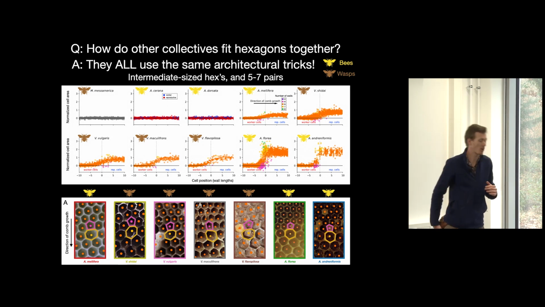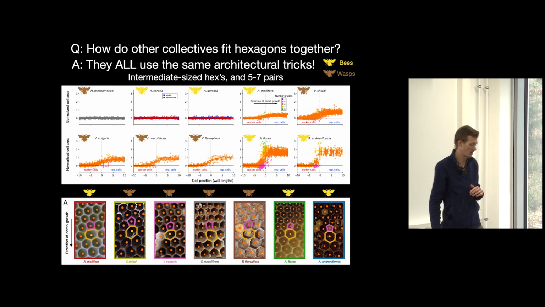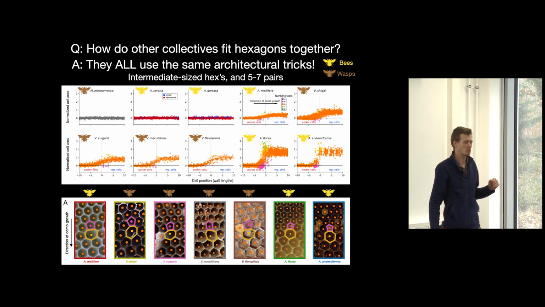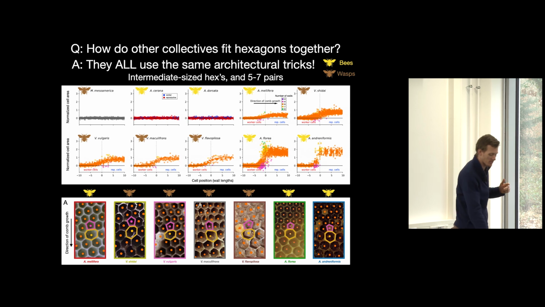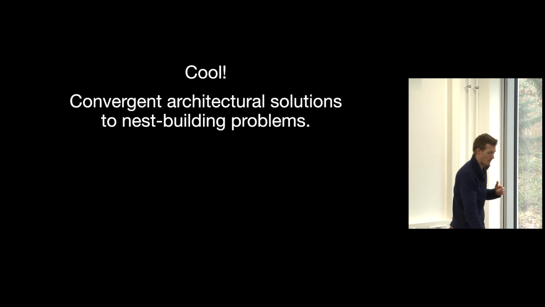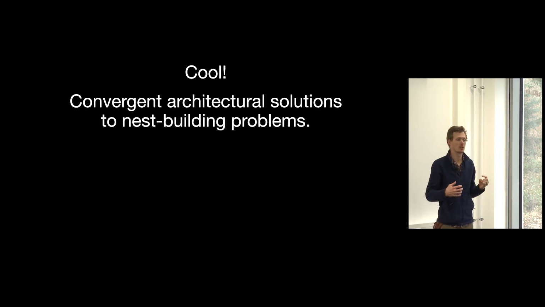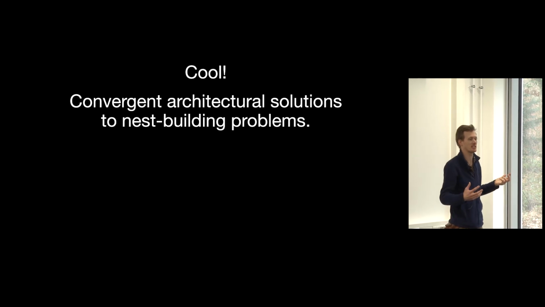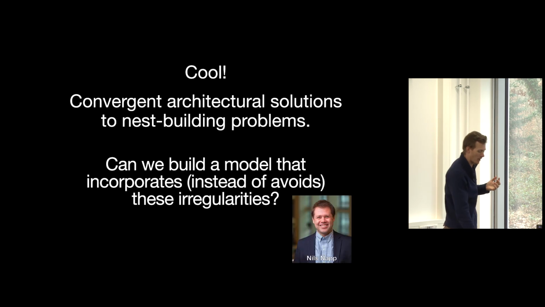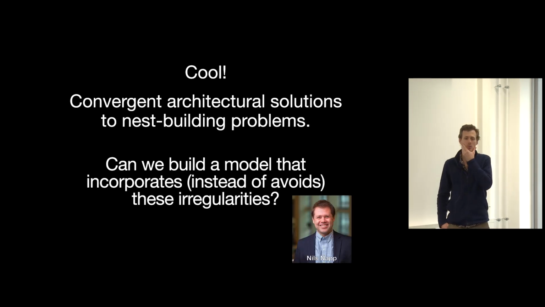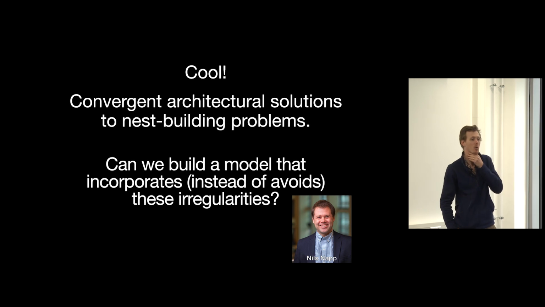So what that's telling us is that they're all using the same architectural tricks. Regardless of species, they're using intermediate sized hexagons and these 5-7 pairs. And so what we thought, at least, is, well, this is pretty cool. This is some kind of architectural convergence in terms of these nest building problems. But could we model this in a way that would incorporate those oddities instead of avoiding them?